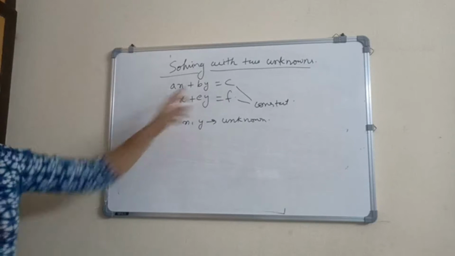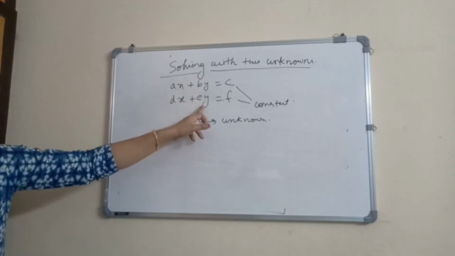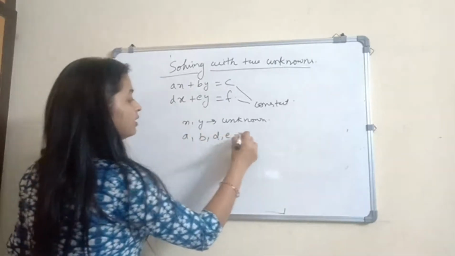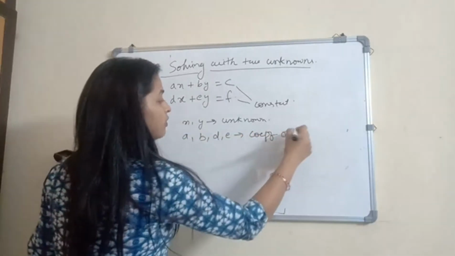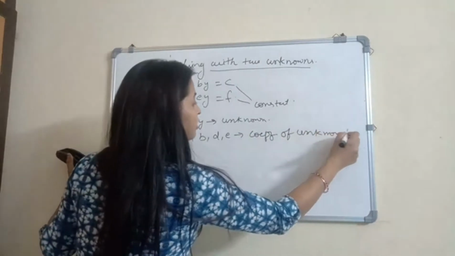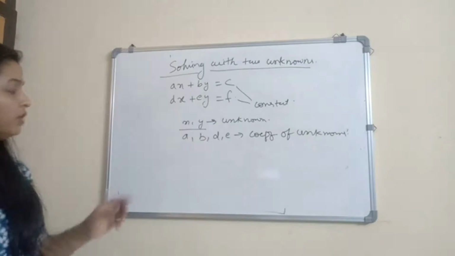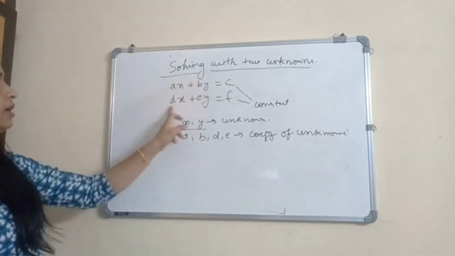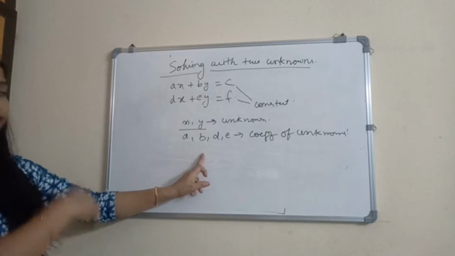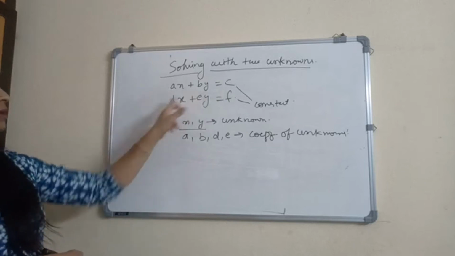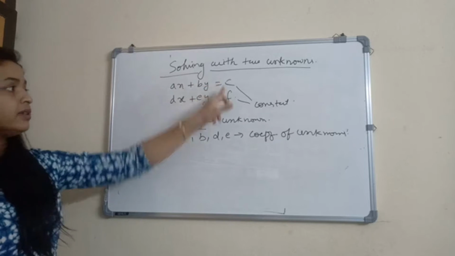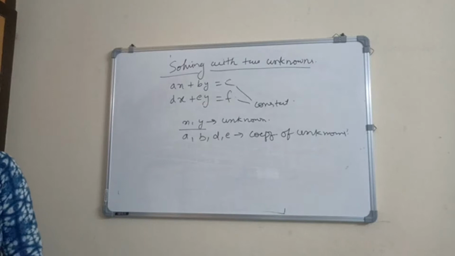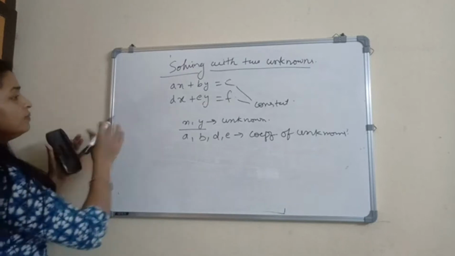And a, b, d, e: what are these? These are the coefficients of the unknowns. a, b, d, e are the coefficients of the unknowns, and the unknowns are x and y. So now our motive is to calculate x and y. c and f are constants. We know the values of a, b, d, e, but x and y are to be found. c and f would be constant throughout. So how do we calculate those? Write down step number one.